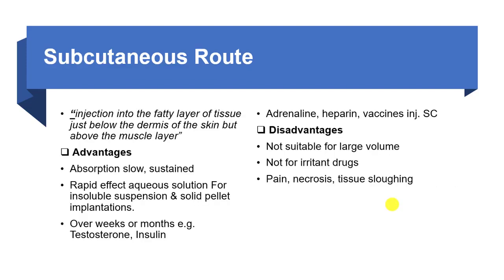So if I move to the next slide, I want to talk about the subcutaneous route. This is the route in which the injection is inserted into the fatty layer of tissue just below the dermis of skin. Skin has different layers, and the last layer of skin is the dermis. After that, we have the subcutaneous layer, which is above the muscle layer, so it is sandwiched between the skin and the muscle layer. So this is the subcutaneous layer essentially.